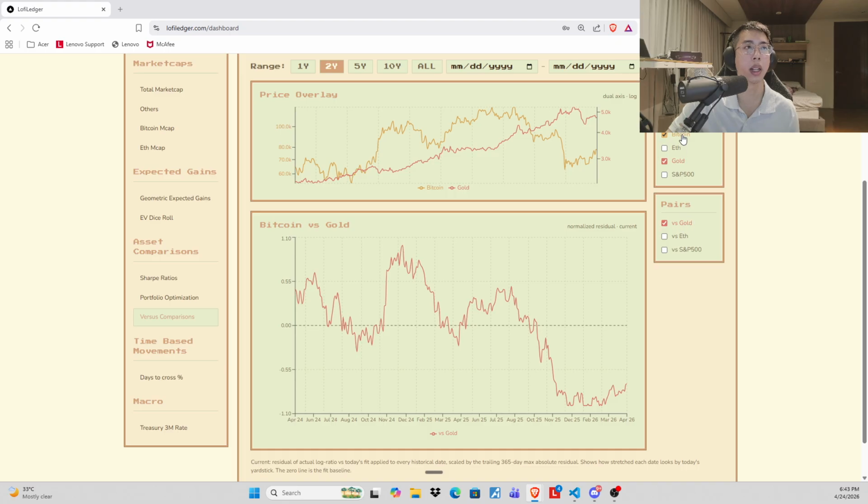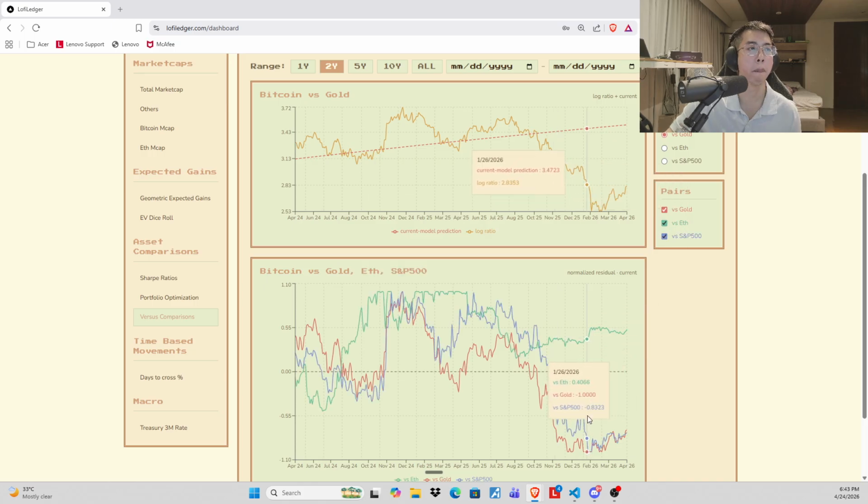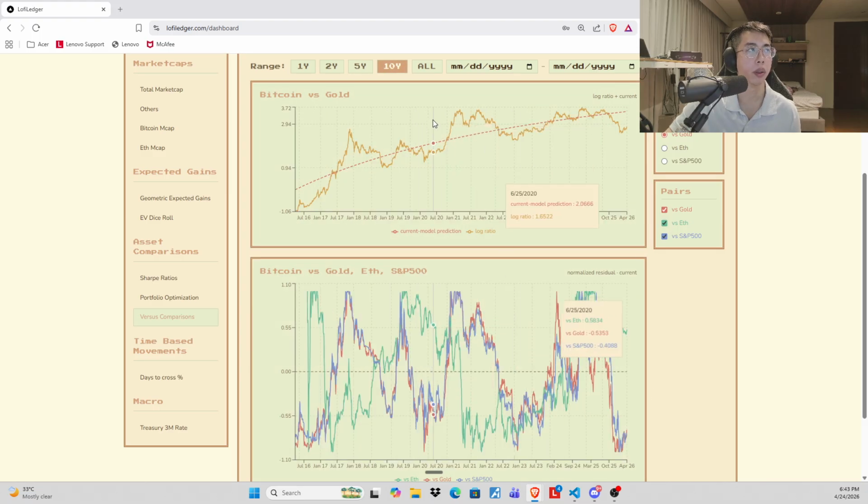This gives us a general idea of how pairs are interacting with each other and gives us an idea of when to trade certain pairs for other pairs. So for example, that's how Bitcoin looks against gold. We can actually see it against ETH or the S&P, right? So for example, let's switch it to 10 years. Here you can clearly see that there are periods where you can consider switching assets from one to the other.